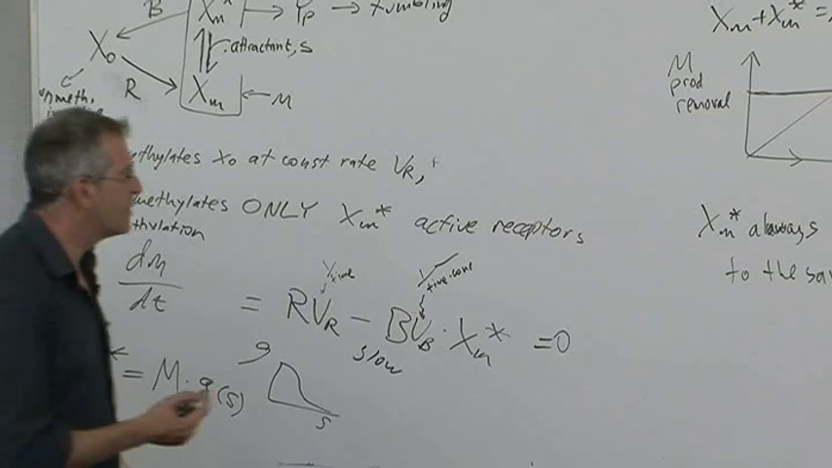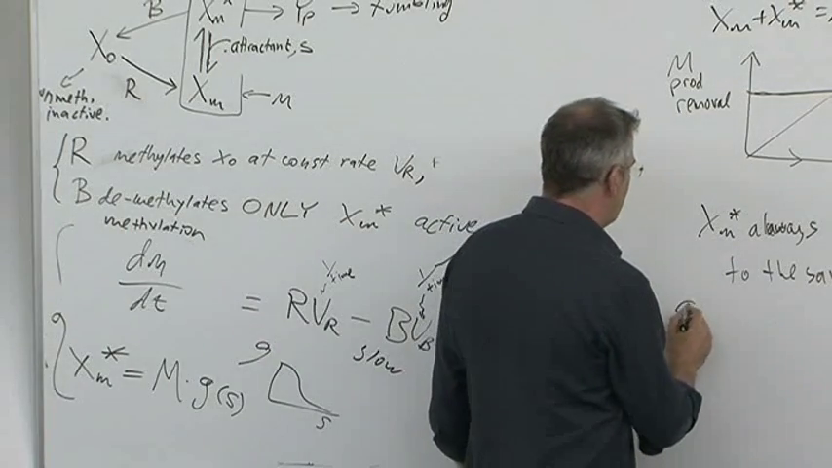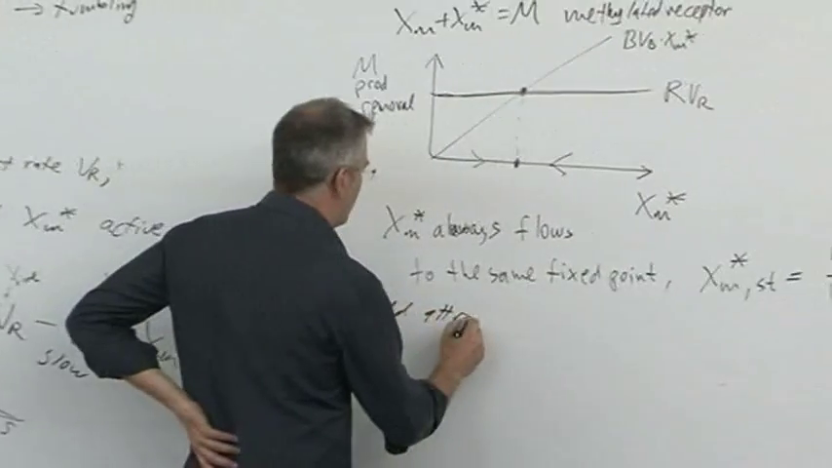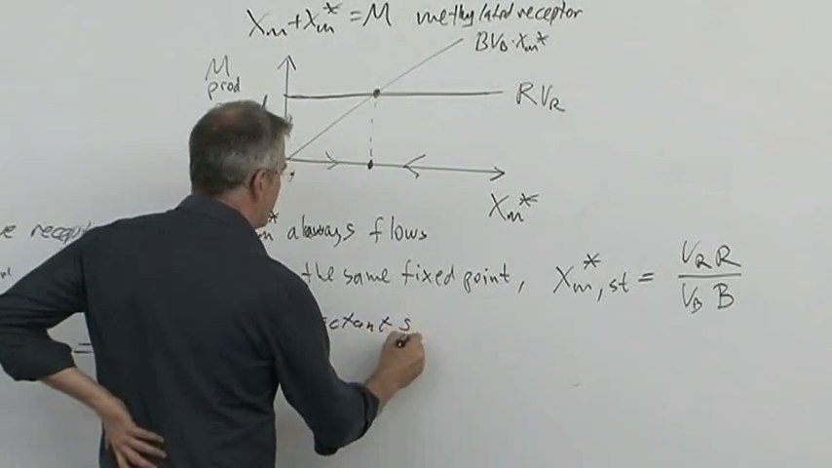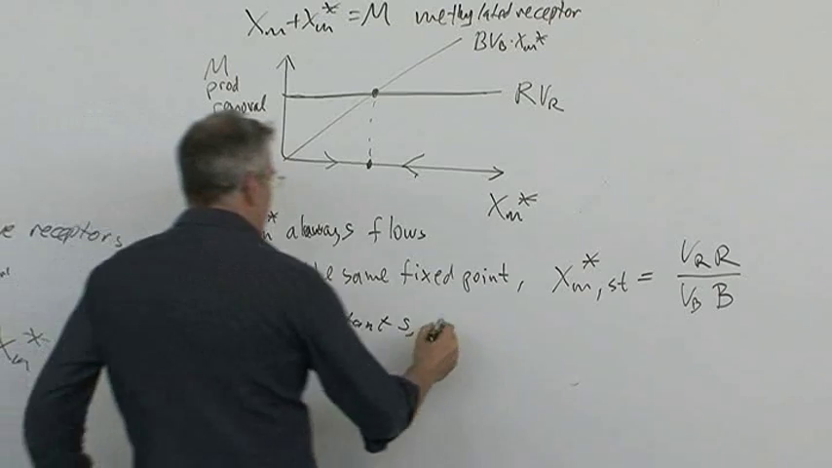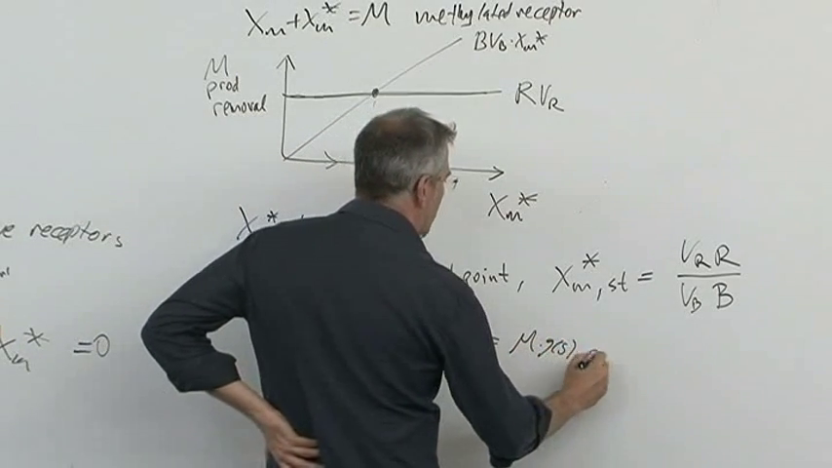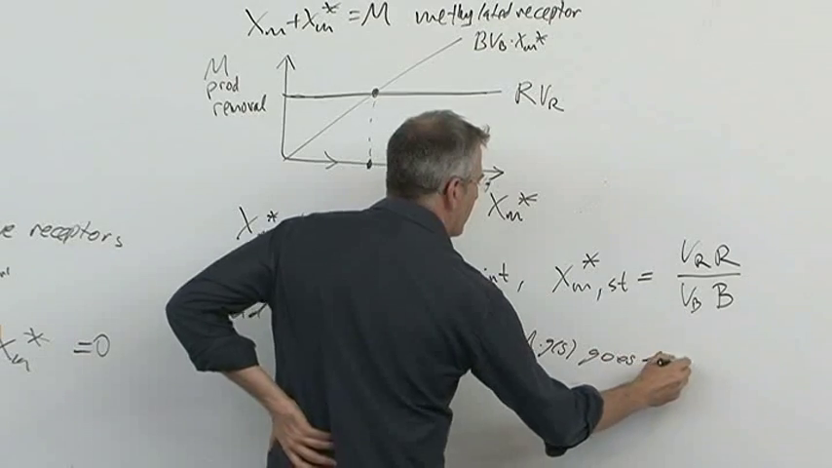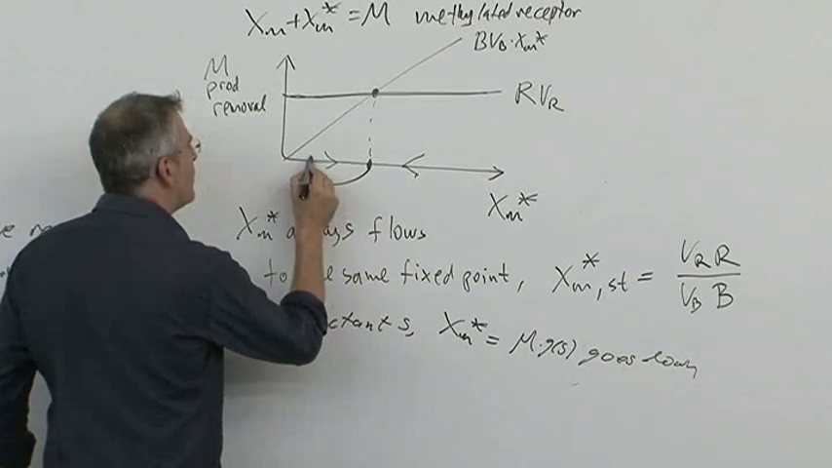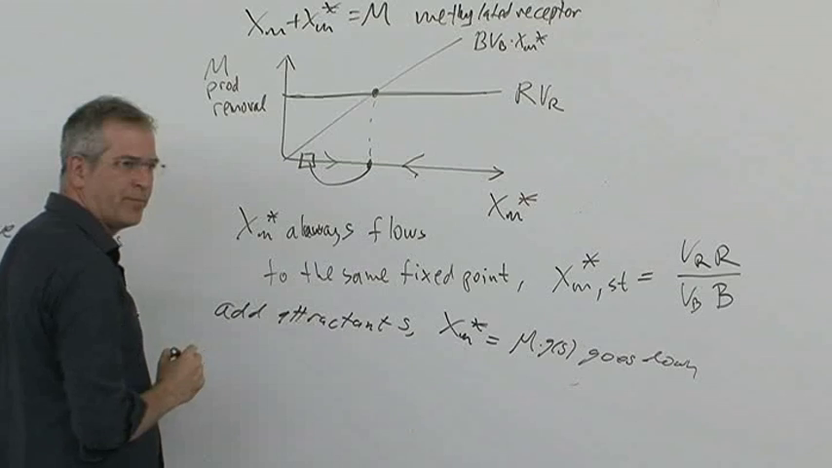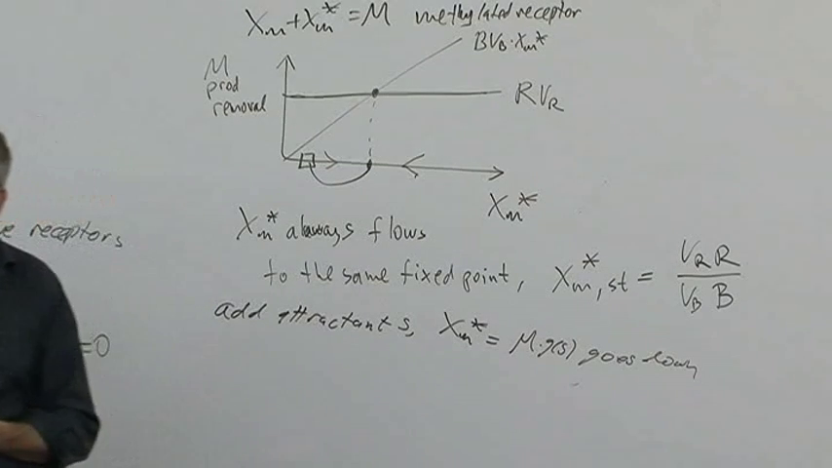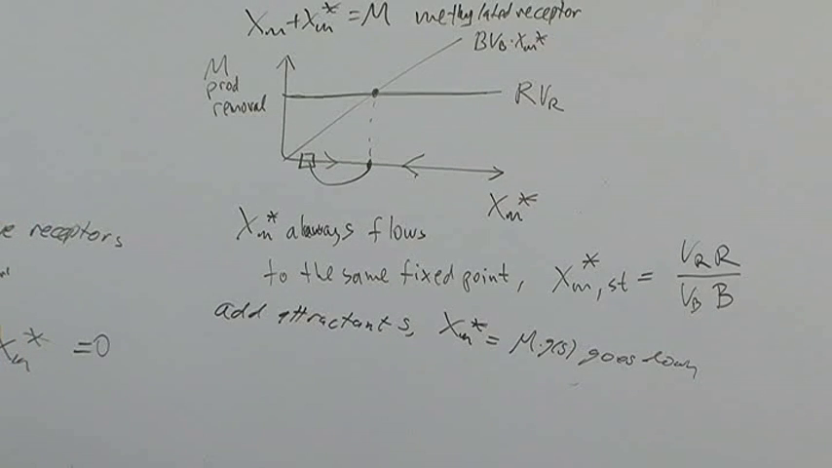Let's see what happens now. If we add attractant S, then according to the signal, XM star, which is M times g of S, goes down. So XM star goes down to this point, and instantly, within 0.1 second, that's the response.